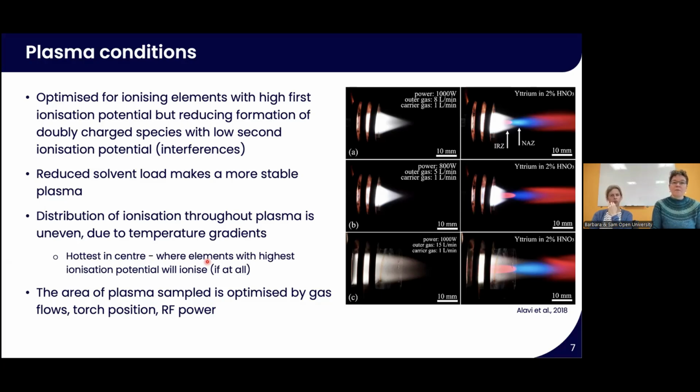It's also worth noting that the distribution of temperature is uneven throughout the plasma. It's hottest in the center. This is the ideal place where we can create ions the best, and this is the part that we want to introduce into the mass spectrometer. We can optimize this area that we sample by changing the gas flow, the position of where the torch sits within the instrument, as well as the RF power. Here on the picture, you can see how different energies and gas flows create different plasma conditions, and how that is affected, here on the side, if you then introduce a solution into it.